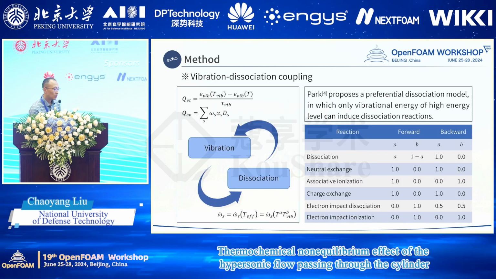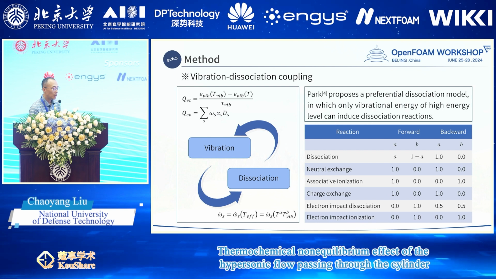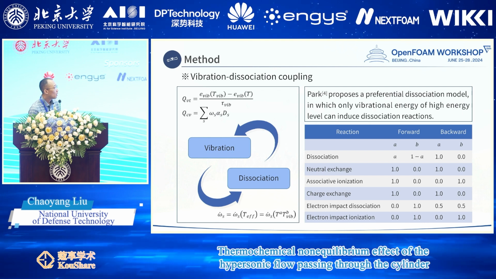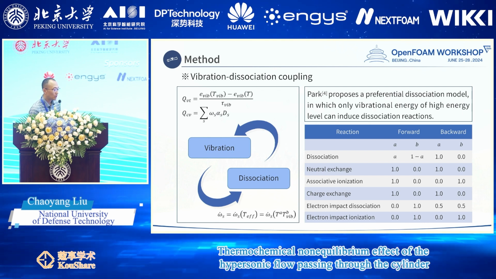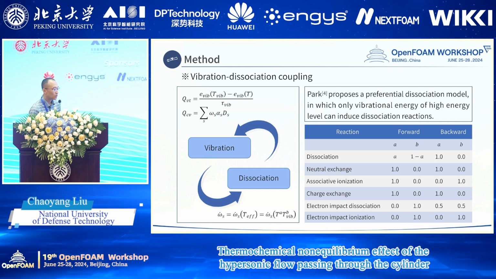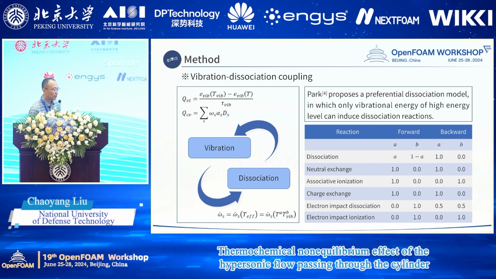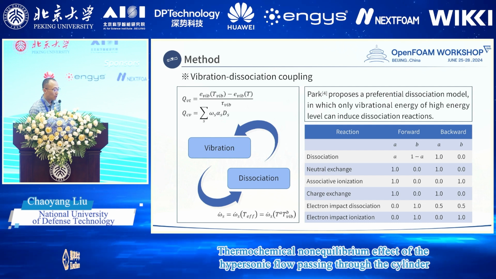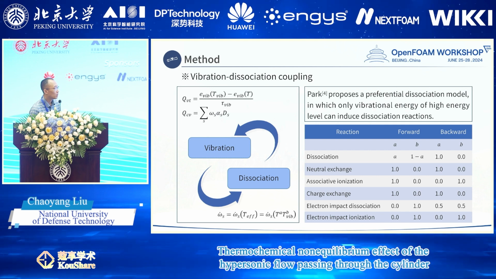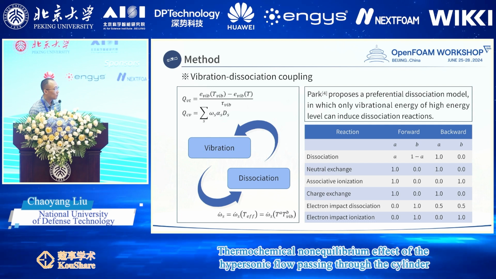We can consider another effect due to the coupling between the molecular vibration and the dissociation. It is necessary to model the coupling relationship between the two. The Q_VC and the Q_CV can be written in the following form, where tau represents the vibration relaxation time. The chemical reaction source term can also take into account the vibration effect, as shown in the formula omega_S. Park proposed a preferential dissociation model in which only vibration energy of high energy levels can induce dissociation reactions. The coefficients are provided in the table.